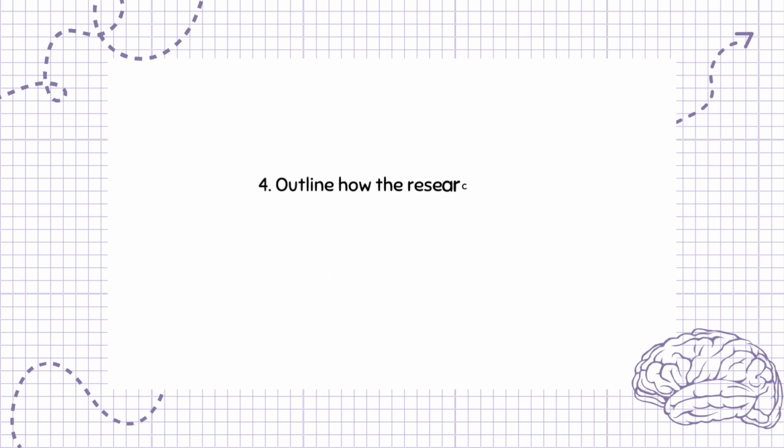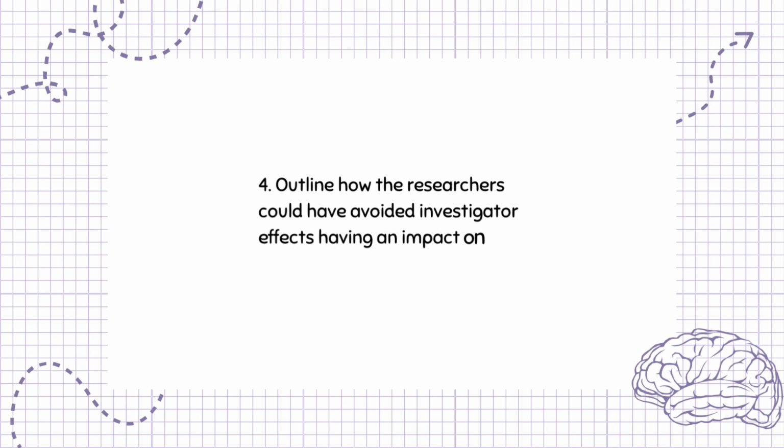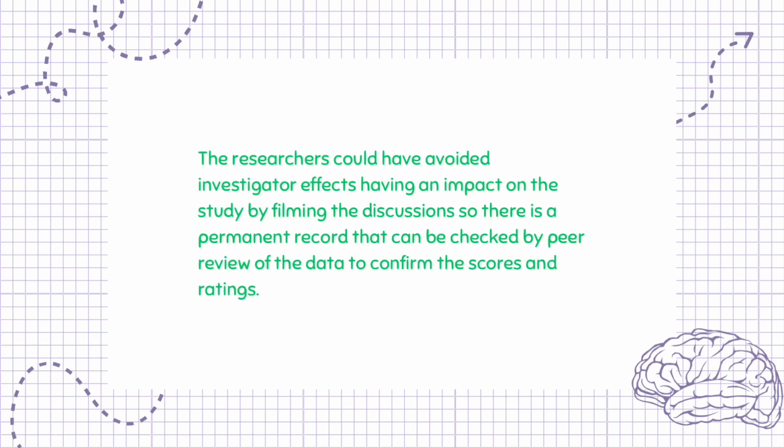Question 4. Outline how the researchers could have avoided investigator effects having an impact on the study. 2 marks. The researchers could have avoided investigator effects having an impact on the study by filming the discussions so there is a permanent record that can be checked by peer review of the data to confirm the scores and ratings.